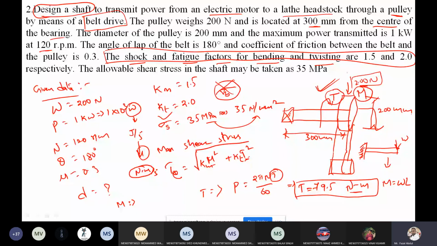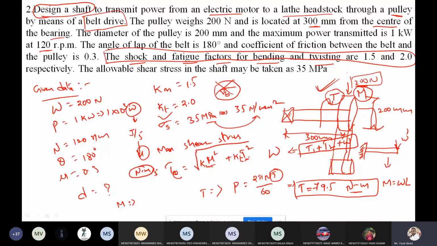The load is given in the question: 200 newtons. But here, because the system is applied with a belt drive, we have two sides, the tight side T1 and the slack side T2, plus its self weight. The total summation of these values is the vertical weight load on the shaft.